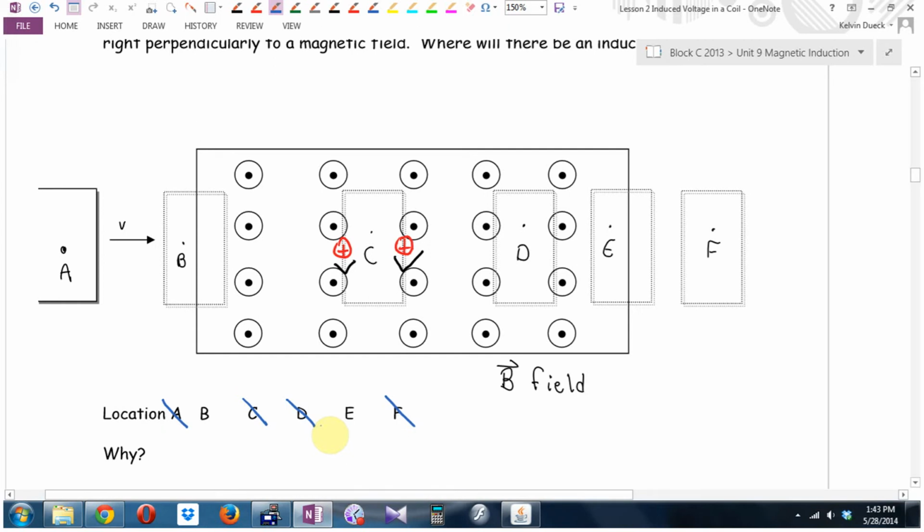What about at location B, where half the coil is in the magnetic field, but half isn't? Again, let's look at the charge here and the charge here. Well, first of all, this one's not going to feel any force whatsoever because it's not even in the field. But where will that right-hand charge feel a force? Down. So you're going to get a clockwise current at location B.